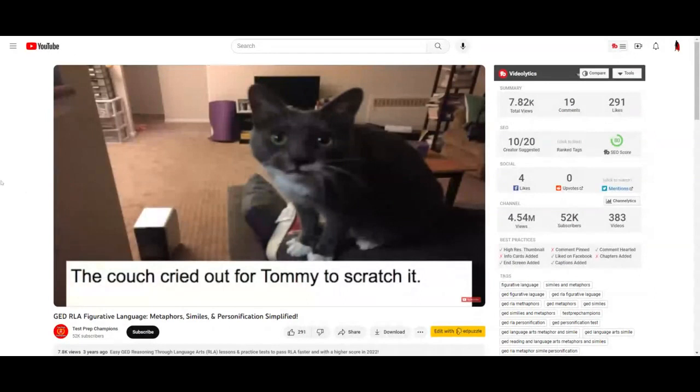Okay, so this is an example of personification. When we say the couch cried out for Tommy to scratch it, we're not literally talking about the couch crying out, because a couch is not a real person. A person could cry out, but a couch couldn't. So we're giving human characteristics to something that's non-human. This is an example of personification.